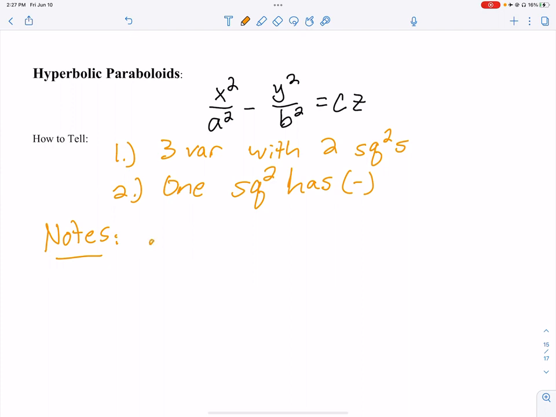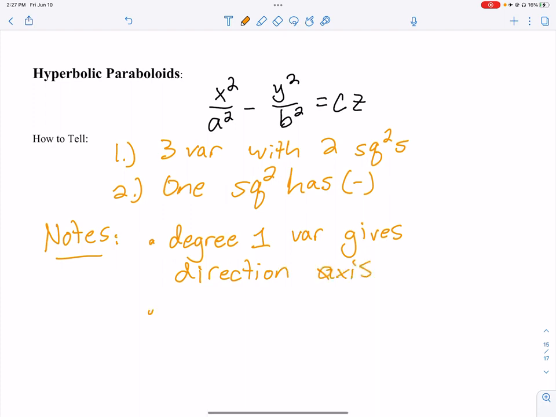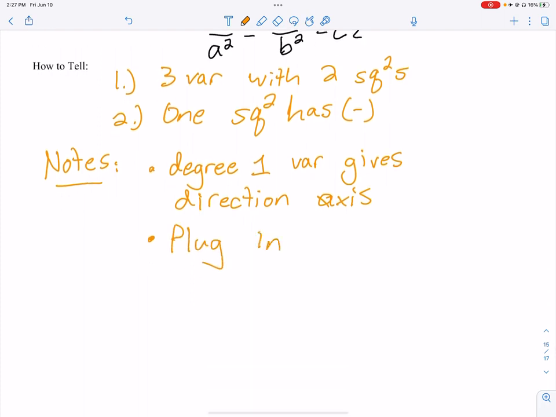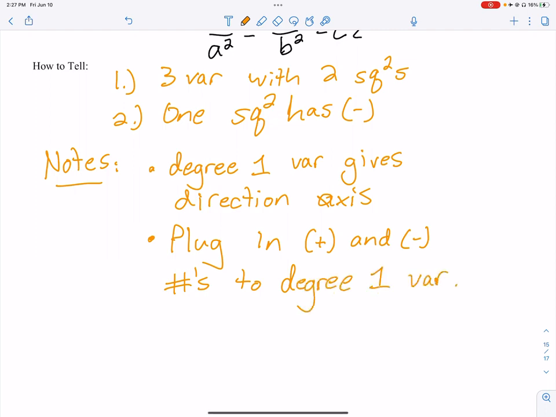Notes would be that the degree one variable gives the direction of the axis. And then the next thing, to get a trace here, plug in plus and minus numbers to the degree one variable. These will make sense after our example.